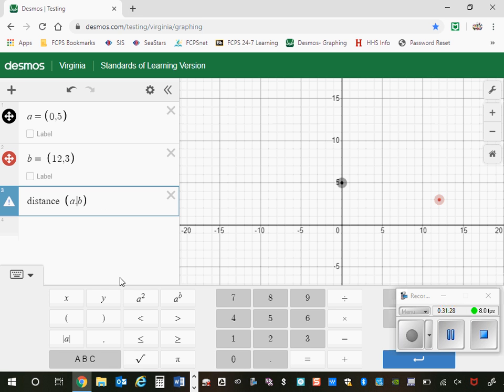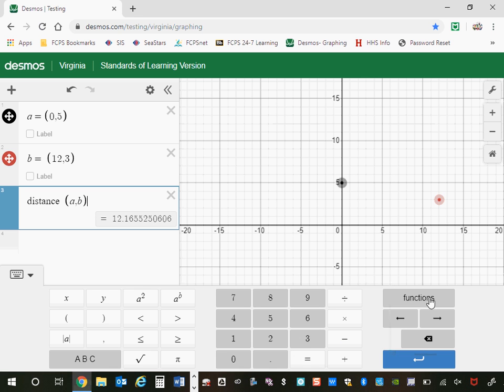Make sure you do a comma. If you just type in AB, it won't recognize it. If you do a period like I just did by accident, it won't recognize it. So what is your distance? Yeah, I would round to 12.17, or you could do 12.2. Which answer choice is best? It's F. So if you guys can remember how to do this, this will definitely help you.